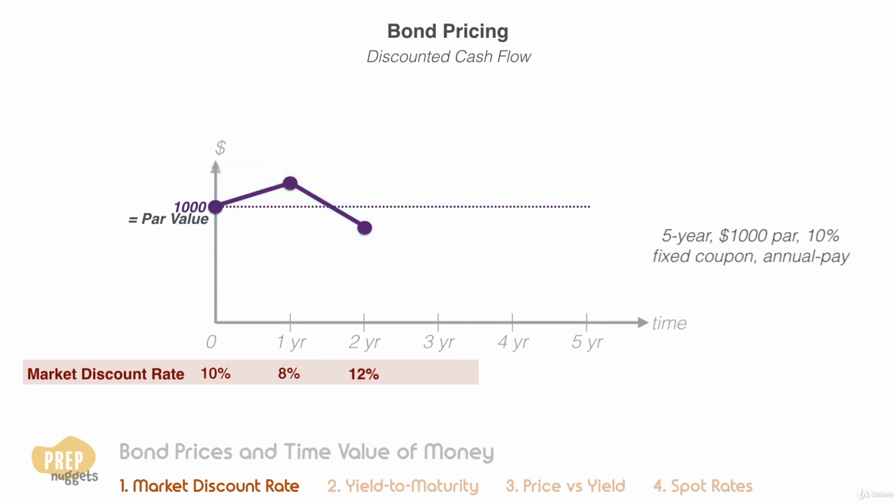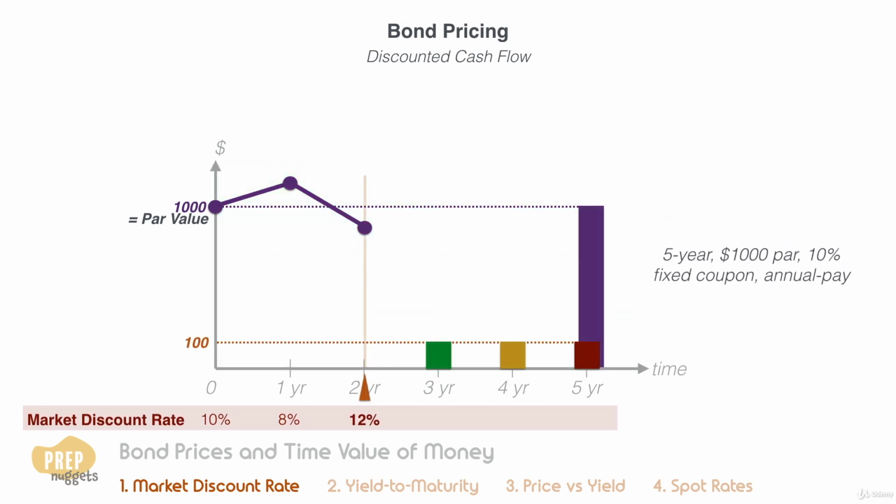Let's go back to our example. Thus far, we've been looking at annual pay bonds to simplify the calculations for our understanding. However, semi-annual pay coupon bonds are the more prevalent type of bonds in the market. So, if this bond actually pays out coupons semi-annually, how do we adjust our calculations?